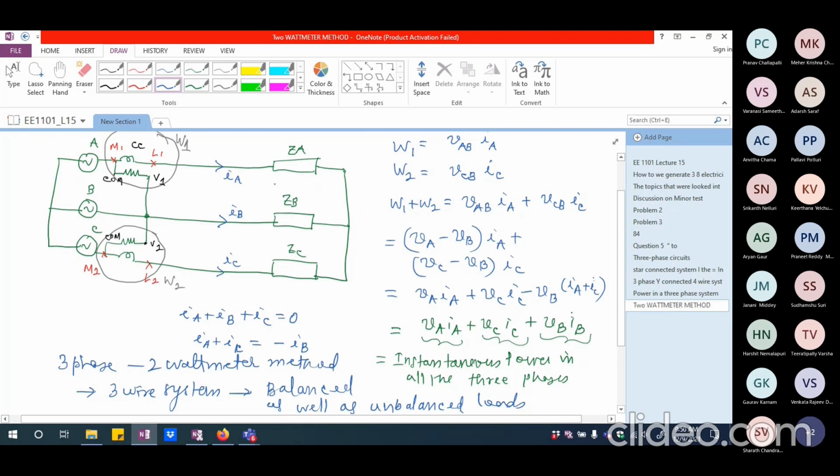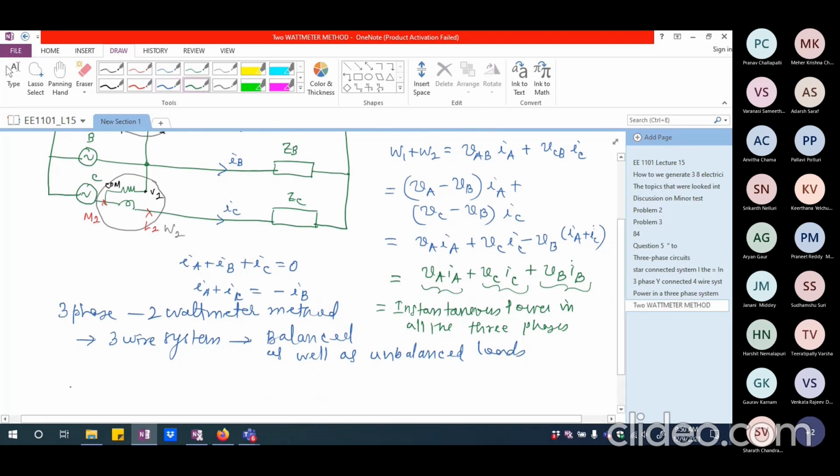I would request you to do it for a delta connected load. So I am again giving you something as homework. So I am asking you to see whether it works for delta connected system. So for the delta connected system also, I should be getting ultimately the three-phase instantaneous power. That is VA, IA, VB, IB and VC, IC, whether I'm getting it at all or not. I want you to check it out. So please prove this for delta connected load.